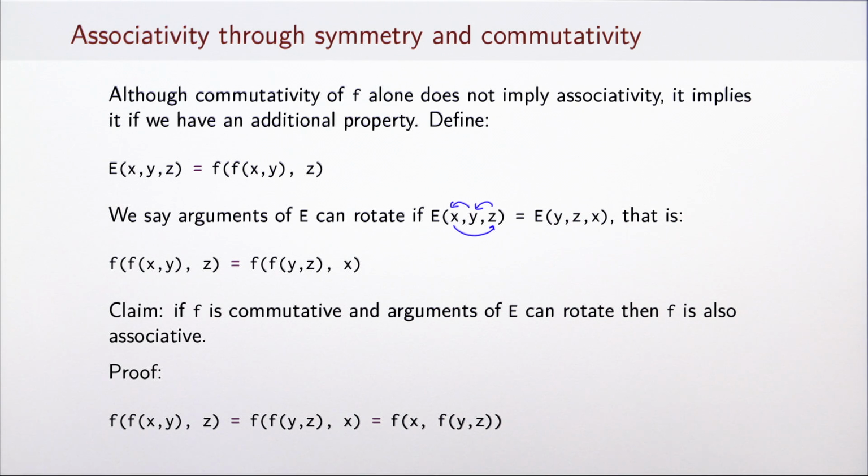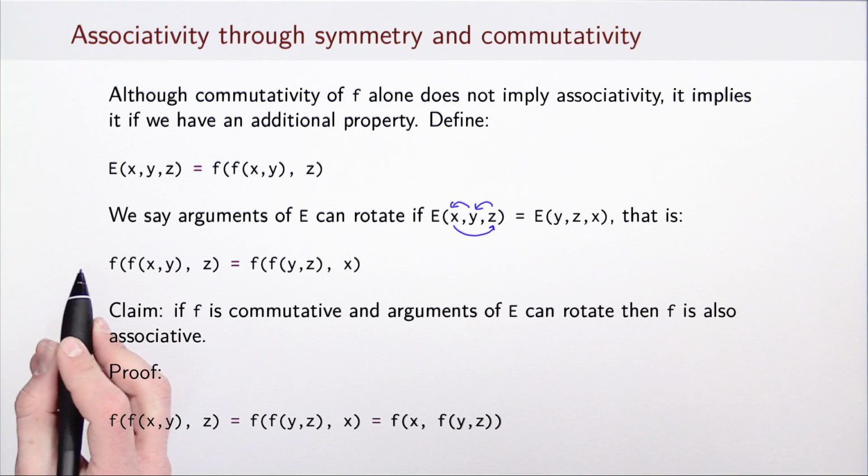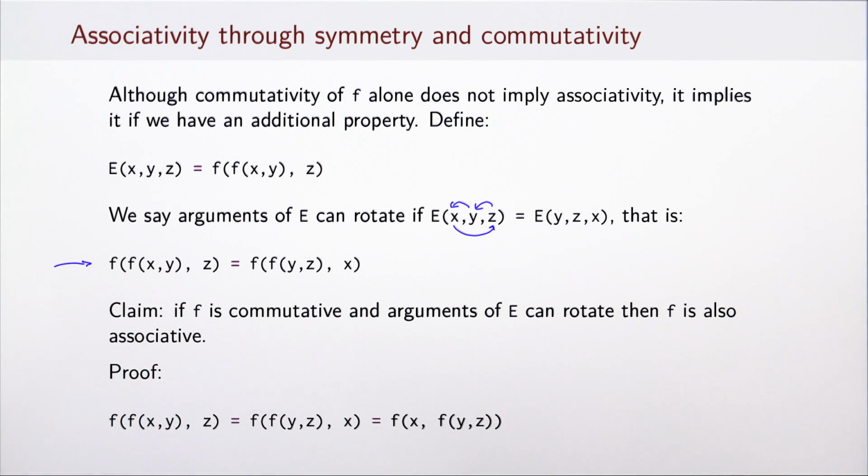Now we claim that if f is commutative and the arguments of E rotate in this way, then f is in fact also associative. This turns out to be a very simple observation. If we start from the left-hand side of associativity law and then apply the fact that arguments can rotate, we obtain the following expression. Now we will just apply commutativity of f, which we have also assumed. So we can swap f of yz as the first argument and x as the second argument.